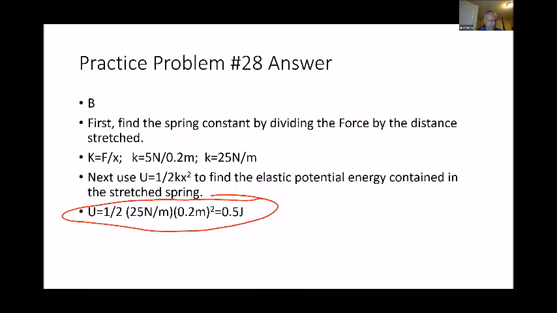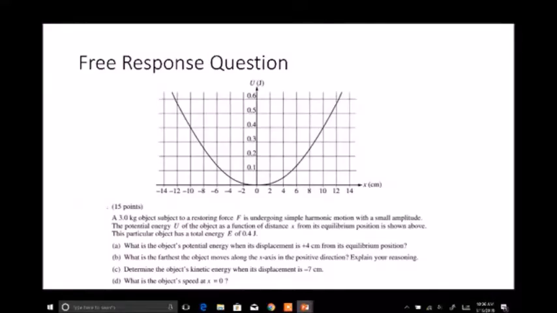And that is our last multiple choice question for this section. I hope that helps. We're ready to look at the free response question for our simple harmonic motion practice problems. So we have a 3 kilogram object subject to a restoring force F. It's undergoing simple harmonic motion with a small amplitude. The potential energy of the object as a function of distance from its equilibrium position is shown above in the graph. This particular object has a total energy, and that's mechanical energy, of 0.4 joules.